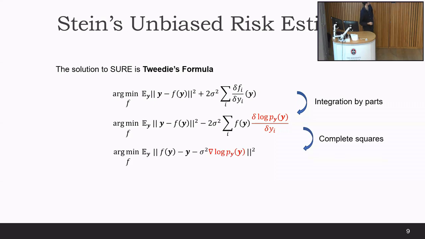And now I just need to complete squares. So this is a quadratic formula with respect to f. And when I complete the squares, I see that actually this SURE loss, if we look for any denoiser function f, has a very nice analytical formula, which says that the optimal denoiser here should be just y plus sigma squared times the gradient of the log probability of y, which is often called the score of the distribution. And this is, again, the MMSE estimator. So this is the expectation of x given y.